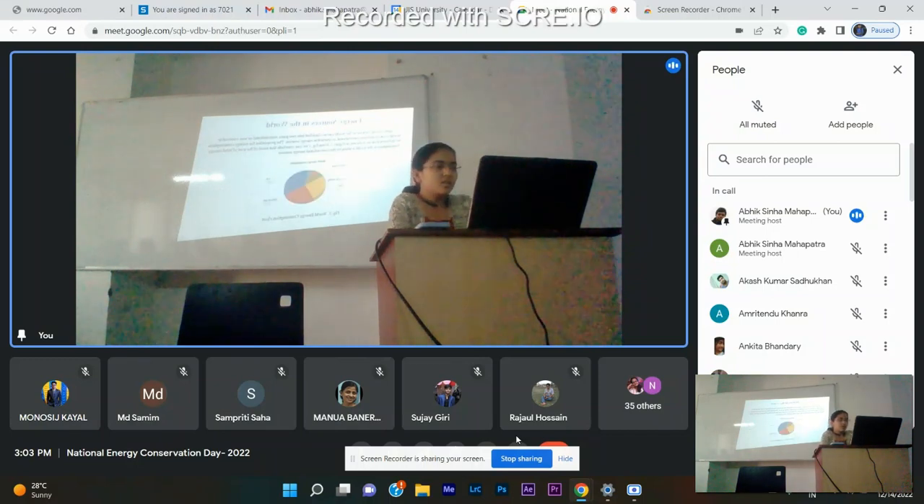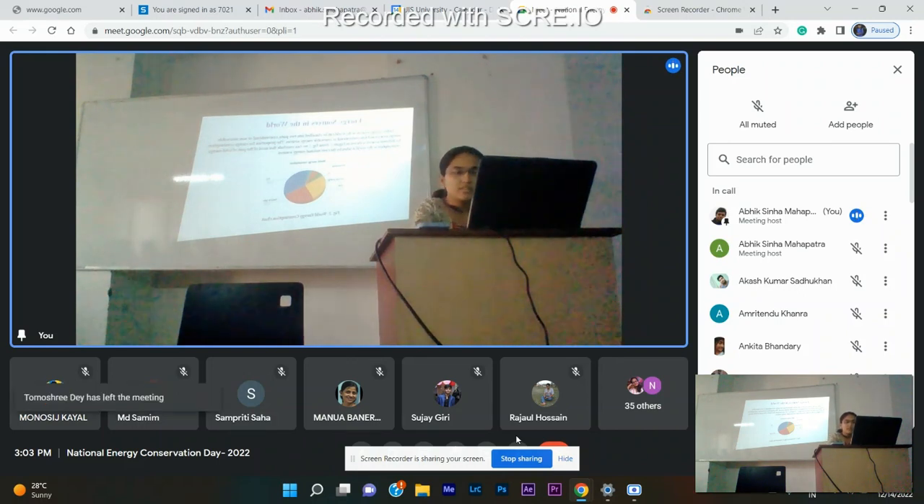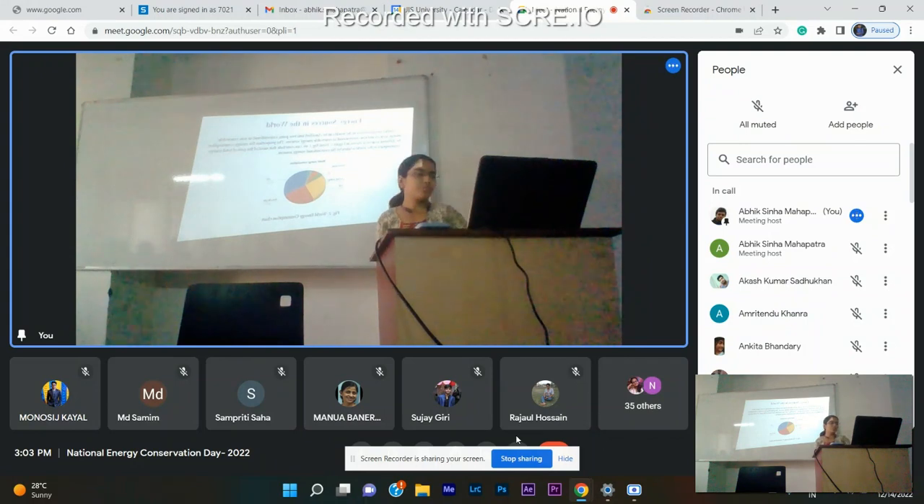Energy sources in the world. Energy sources in the world can be classified into two parts: conventional or non-renewable energy sources and non-conventional or renewable energy sources. The proportion of energy consumption by different sources is shown in figure 2.